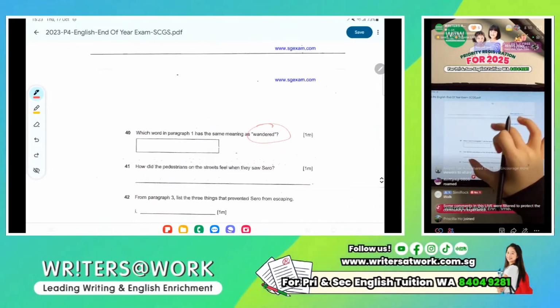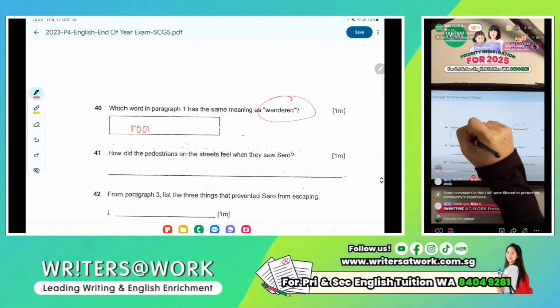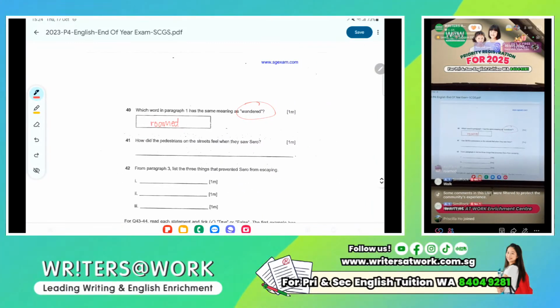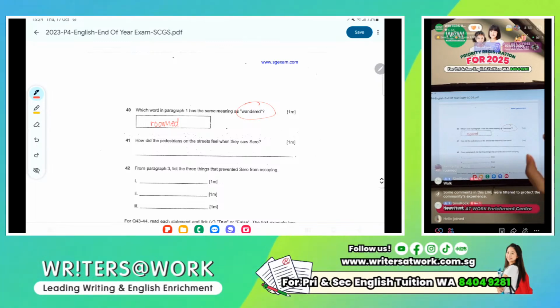So over here, the word is roamed. Okay, roamed. So if they give you a box, you don't need to write the whole sentence out. You just need to put the word into the box. Oh, okay. So you haven't got a question.